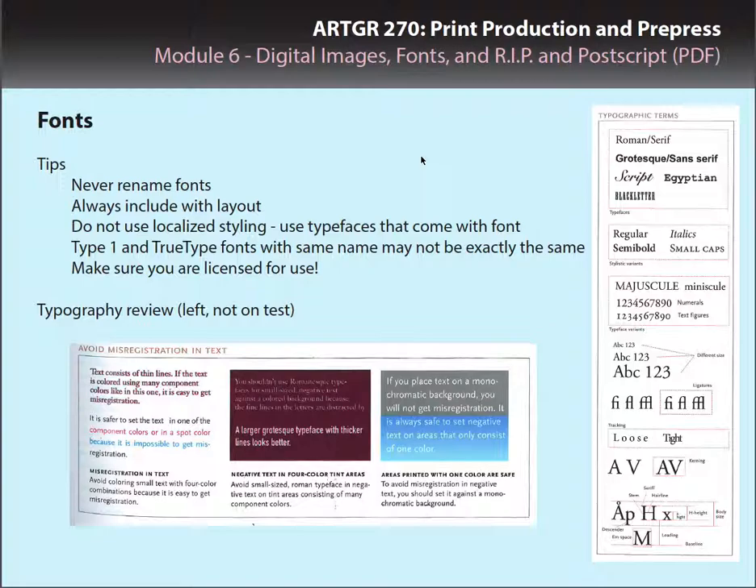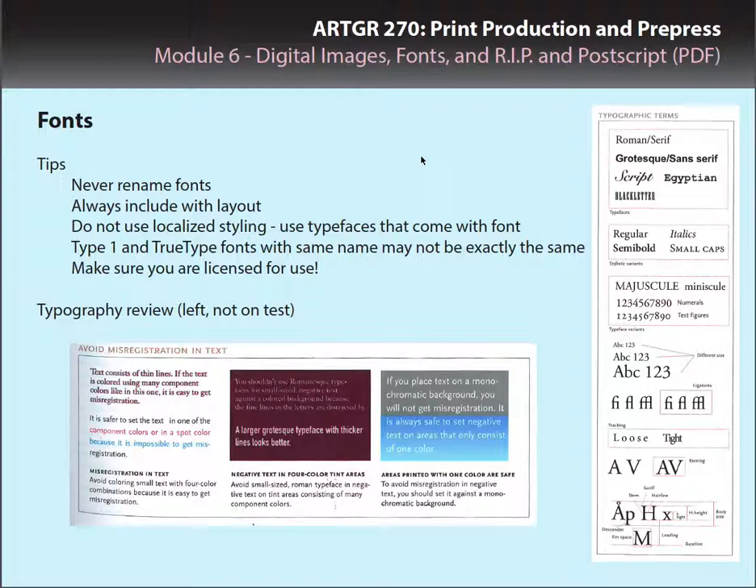The best practice is to not use localized styling on fonts. So what that means is that if you're working in Microsoft Word and you type with Arial, and you can go up and you can select some type, and you can go up and you can click the B button to make it bold, or the I button to make it italic. That's localized styling. That's Microsoft Word making that font bold, making that font italic.